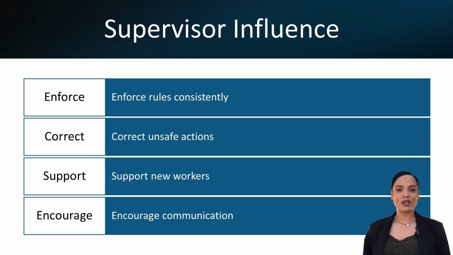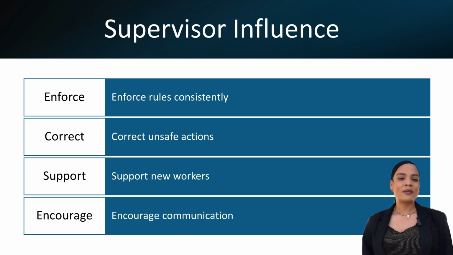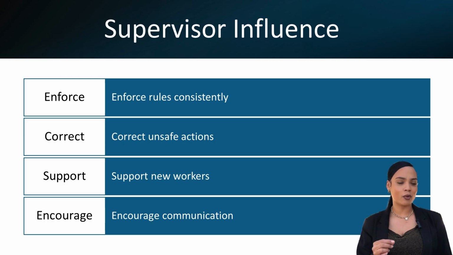Supervisors influence culture by: 1, enforcing rules. 2, modeling safe behavior. 3, correcting unsafe actions immediately. 4, encouraging hazard reporting. 5, running toolbox talks and safety briefs. 6, supporting new workers. 7, ensuring people feel safe to speak up. Your behavior sets the tone. A positive culture reduces incidents, improves morale, and strengthens performance.